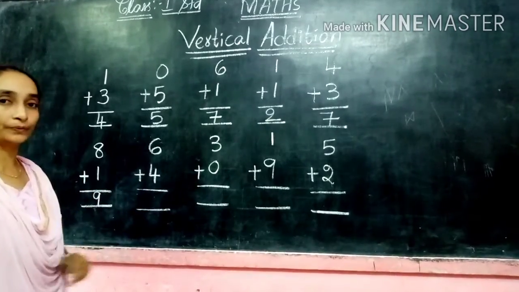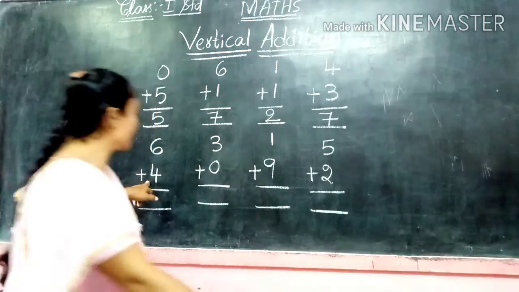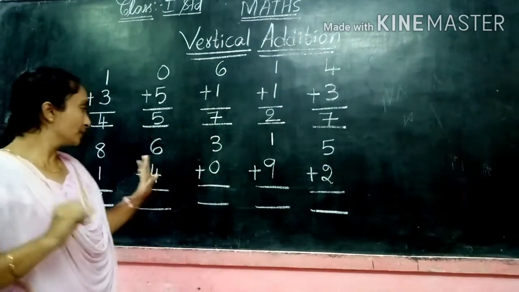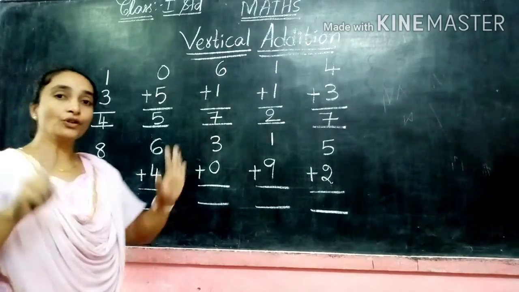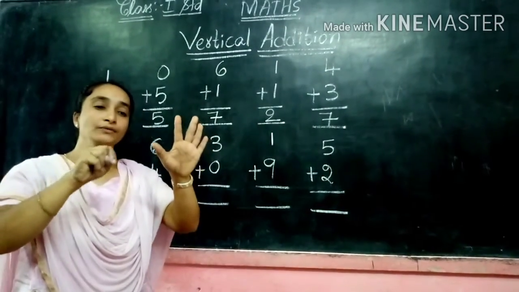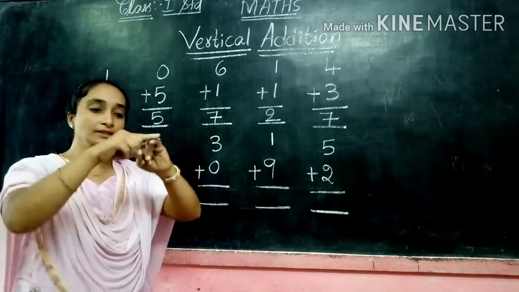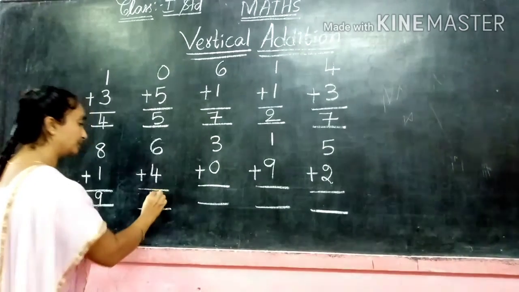6 plus 4. Now here we can see, take the fingers, children. 6. Take 6 fingers. 6 fingers we are taking. Now 4. 4 after: 5, 6, 7, 8, 9, 10. So the answer is 10.